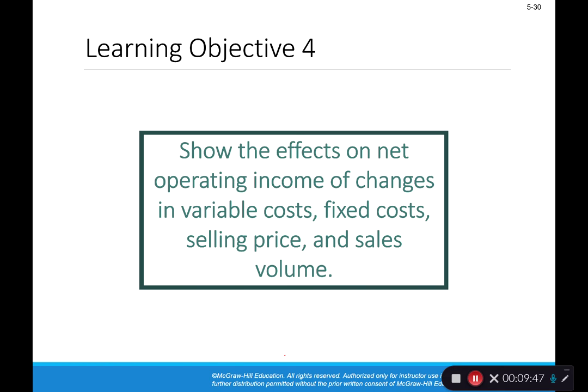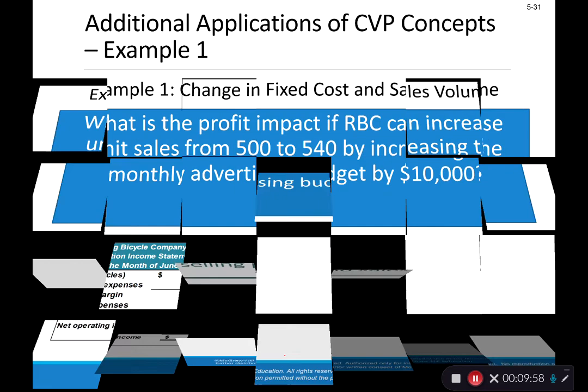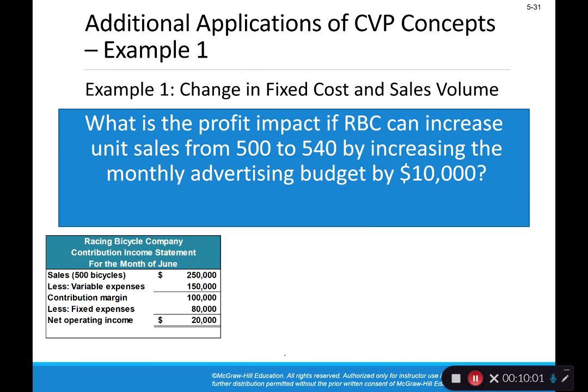Next concept we're going to discuss is how changes in variable cost, fixed cost, selling price, and sales volume would impact our overall profitability. So our first example is what happens if we change unit sales from 500 to 540 by increasing the monthly advertising budget by 10. Well, one way we can do it is recreate the entire income statement incorporating these changes. Another way is just to focus on what is changing.